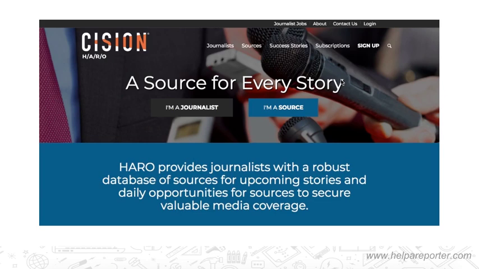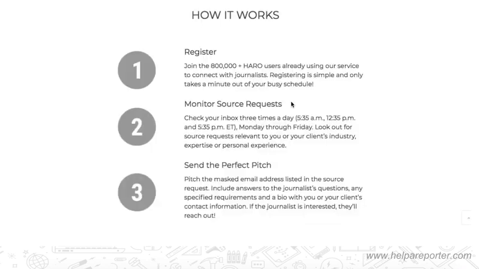So go to helpareporter.com and click on I'm a Source, and then you'll register. It's free. You'll provide your email and select the fields in which you'd like to be considered a source. Now, you can select 2 fields, so I might, for example, become a source in marketing and tech. And then what happens is helpareporter.com will send you 3 emails per day. Now, you may want to filter those emails to a separate folder in your email account due to the frequency.